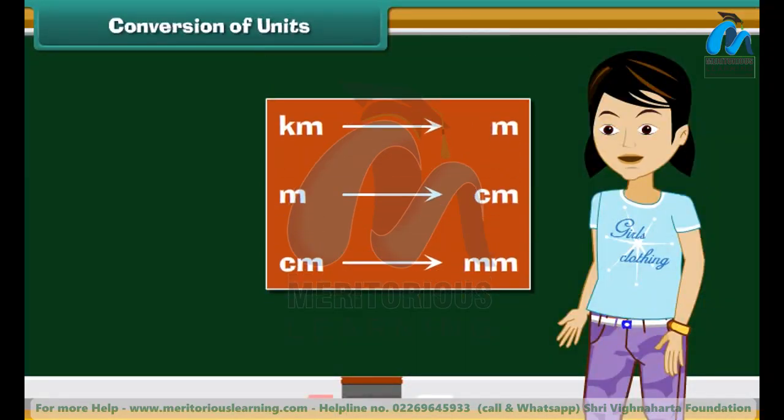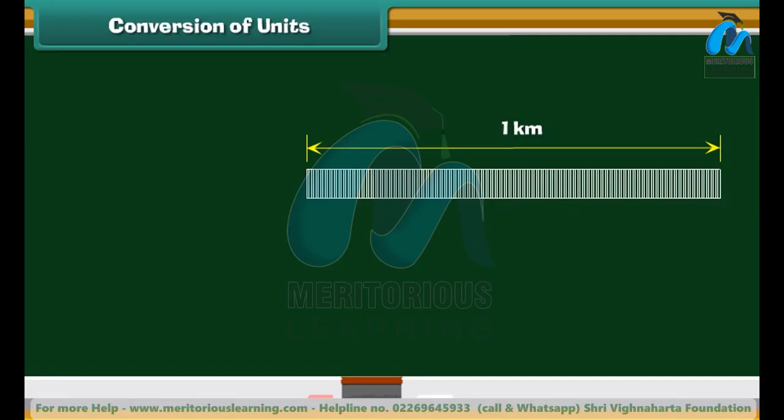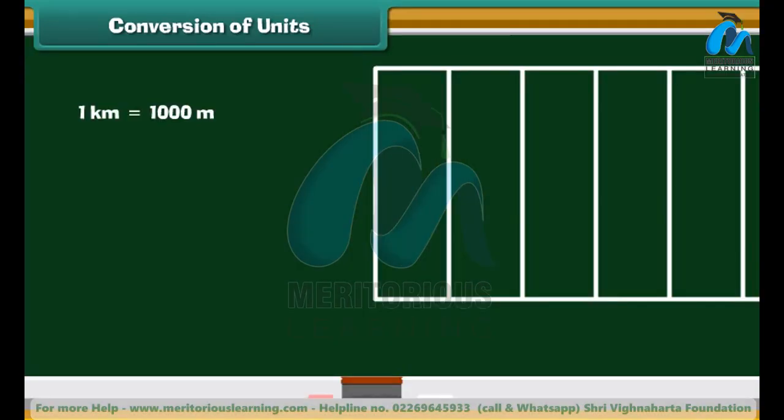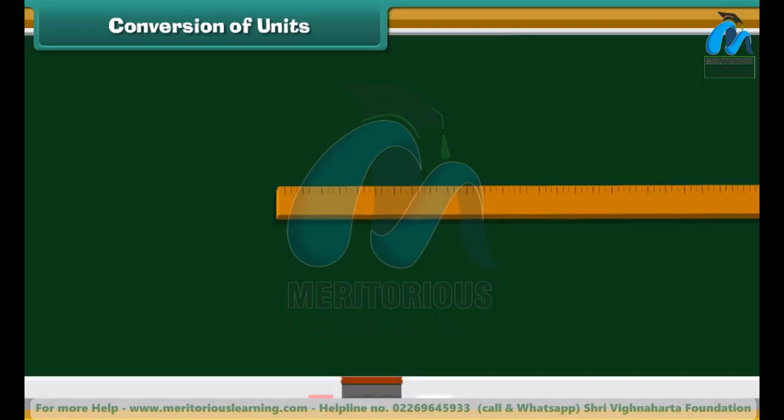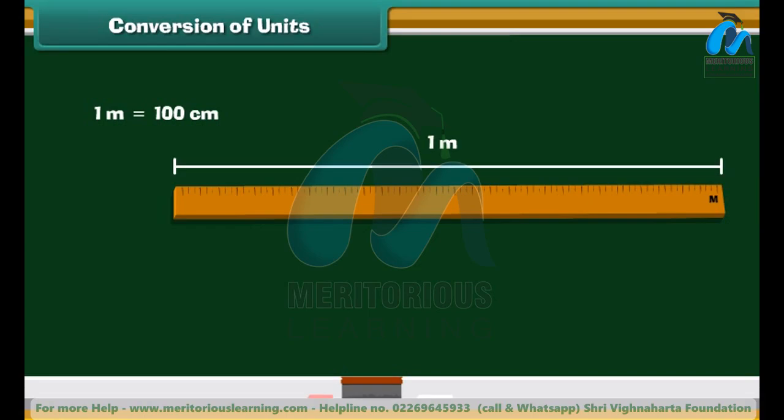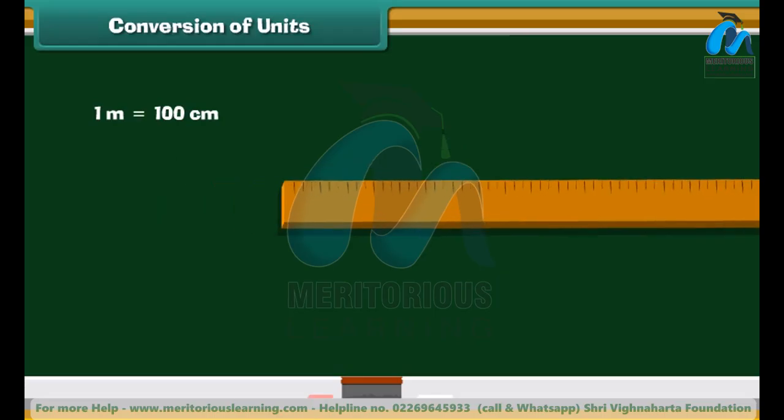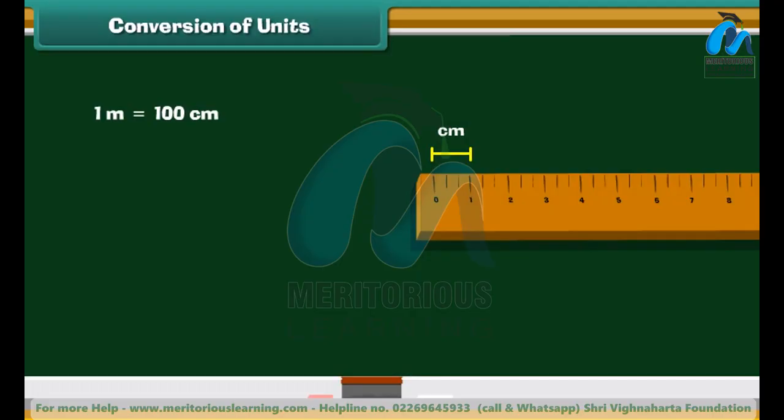Friends, let us now learn how to express distances given in one unit in other units. To measure distances smaller than a kilometer, 1 kilometer is divided into 1000 equal parts and each part is regarded as a unit. This is called a meter. We can say that 1 kilometer equals 1000 meters. In a similar way, 1 meter is divided into 100 equal parts and each part is regarded as a unit, which is centimeter. Thus, 1 meter equals 100 centimeters.